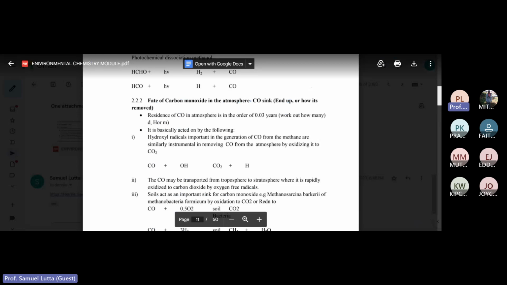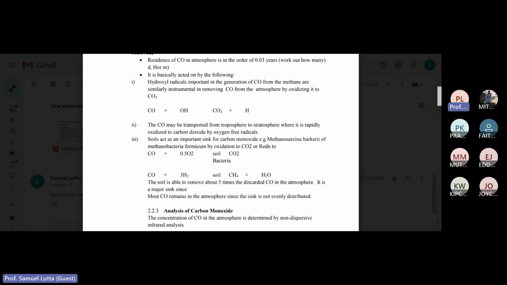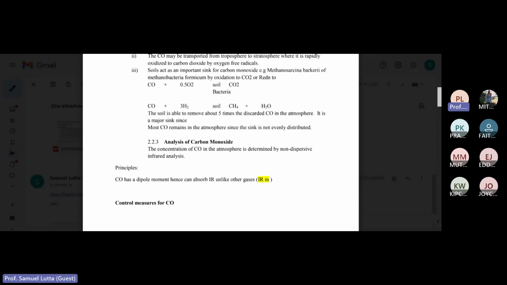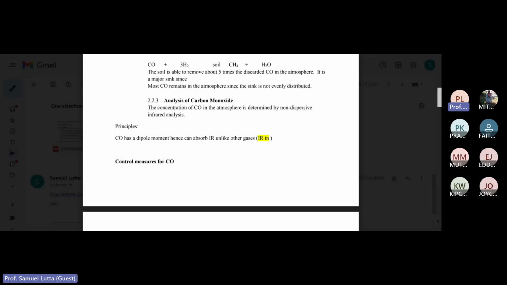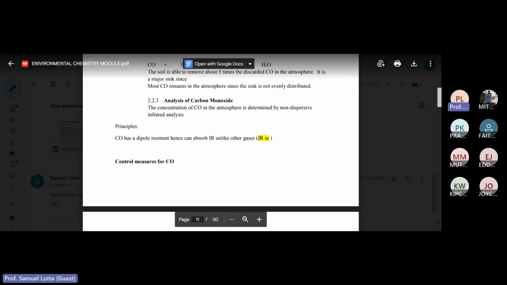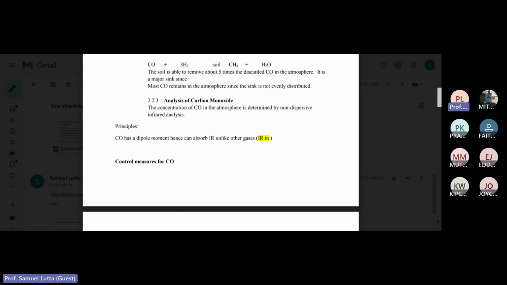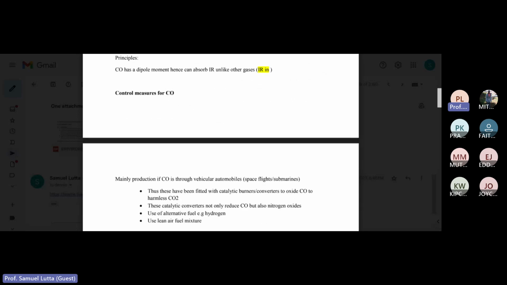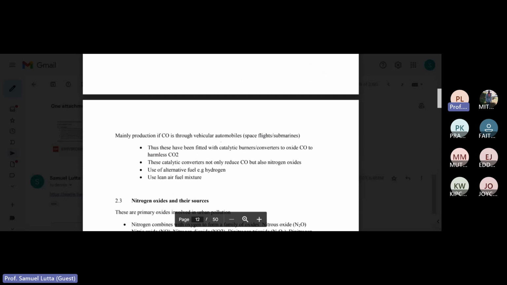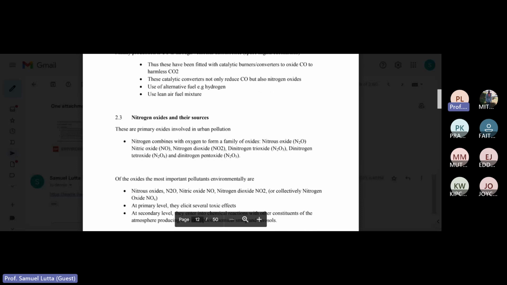So I think maybe this section you can just try to read. It's talking about carbon dioxide, what happens to it, and where it ends up. And then to analyze this, we said you can use what we call infrared. We said for gases like CO2, it may not be able to determine that. But for carbon monoxide, because carbon is more electronegative than oxygen, we normally say it has what we call dipole moments. Some of us who do physics. So this one can actually be measured by using infrared.